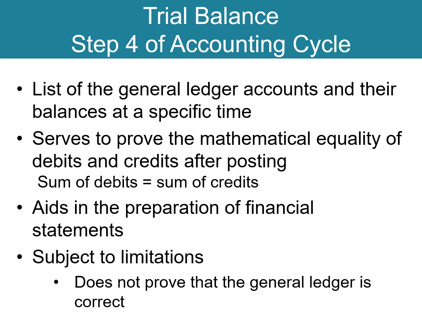The fourth step in the accounting cycle is to prepare a trial balance. A trial balance is a list of general ledger accounts and their balances at a specific time. It is prepared at the end of an accounting period, which is usually monthly, but could also be quarterly or annually. The main purpose of a trial balance is to prove or check that the debits equal credits after posting. That is, the sum of the debit account balances must equal the sum of the credit account balances.